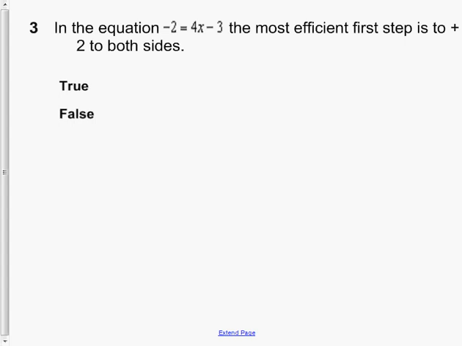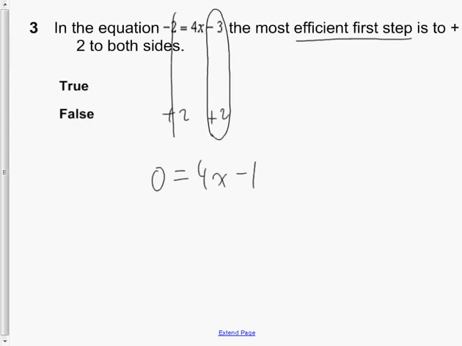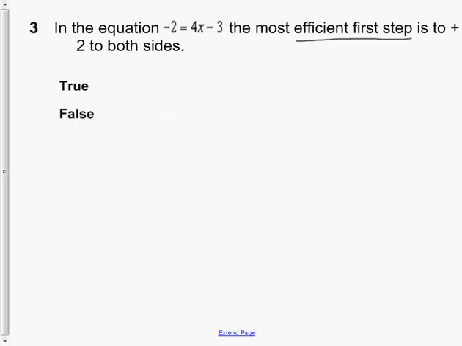In question 3, it says in the equation negative 2 equals 4x minus 3, the most efficient first step is to add 2 to both sides. Well, you can add 2 to both sides, and when you do so, you would have 0 equals 4x, and this would become minus 1. But it's not efficient to do that, so we don't. We realize that if we want to isolate a variable in an equation, we need to understand which part the constant is, and in this case, the constant's minus 3, so our most efficient first step is to add 3 to both sides.